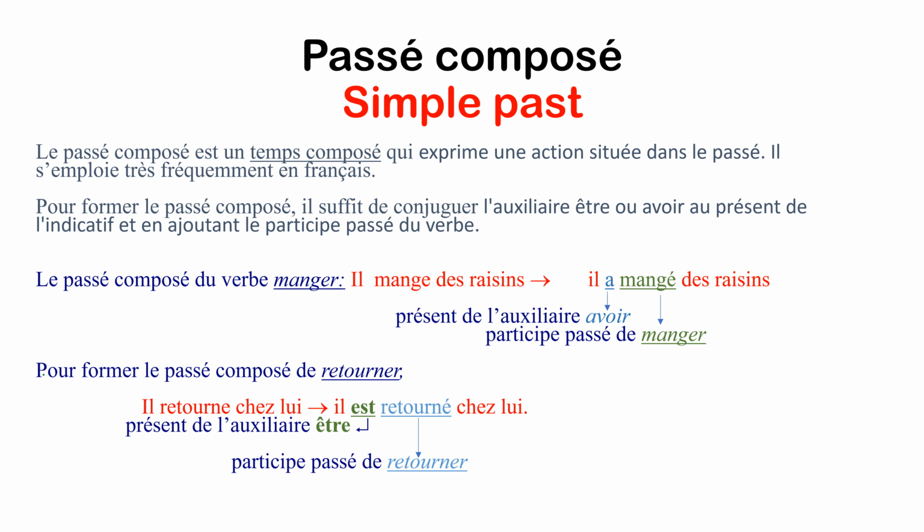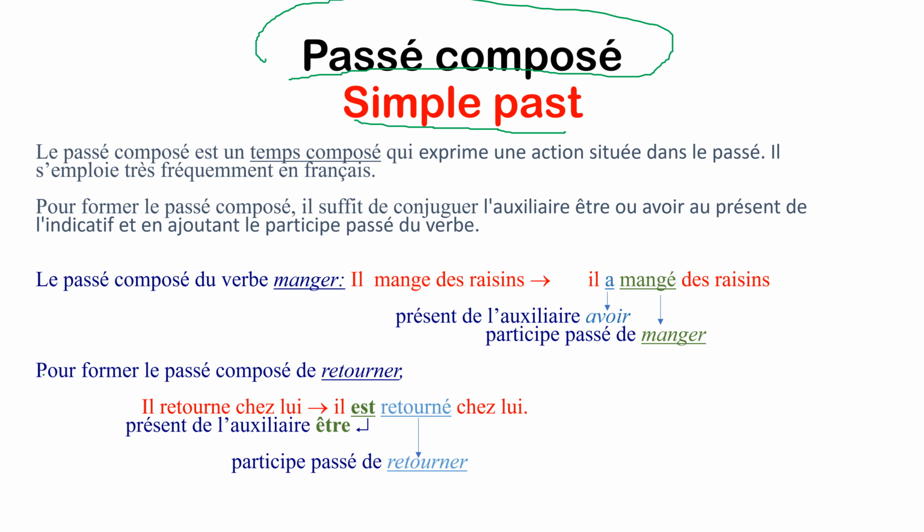Linking with what we've talked about earlier, especially the passé composé and the simple past in English, let's look at it now, how it's done. So, le passé composé est un temps composé, a compound tense, I believe it's called in English, that expresses an action that took place in the past. It is a very, very frequent tense in French.